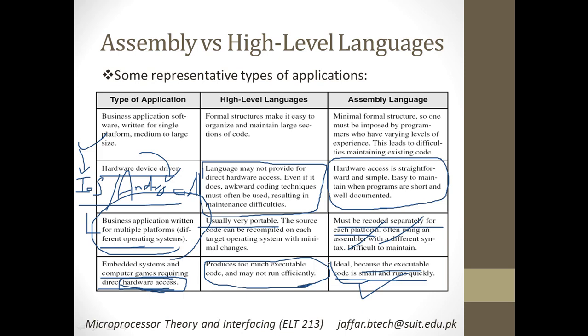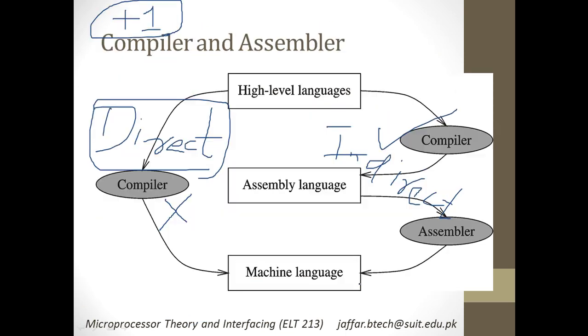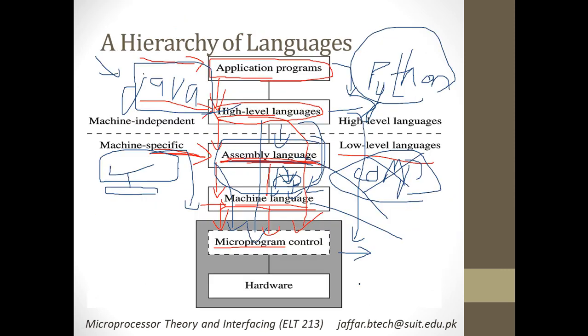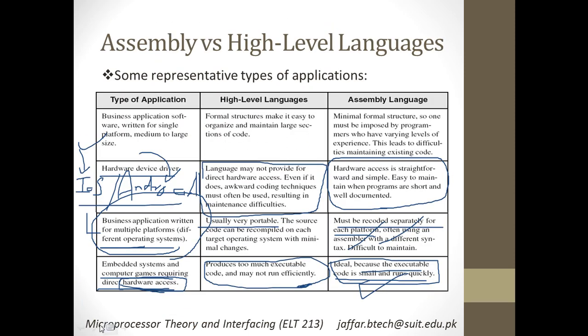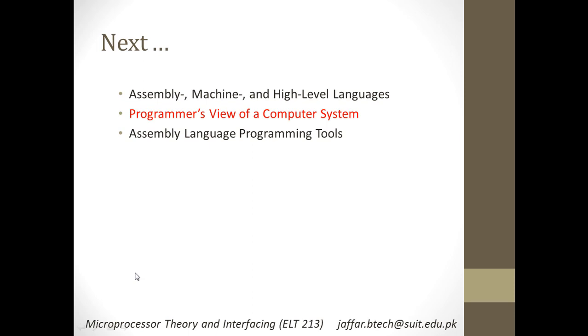So assembly language provides you direct access. I have already discussed that it is, as you can see, near to the processor or hardware, so it will have direct access through this coding. That is why assembly language is mostly used in embedded systems and computer games that require direct addressing.